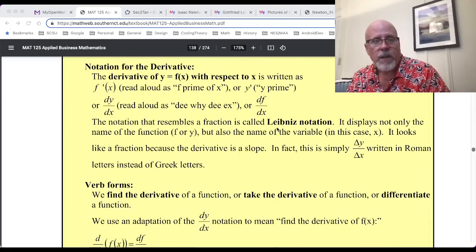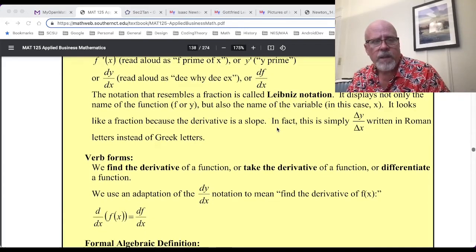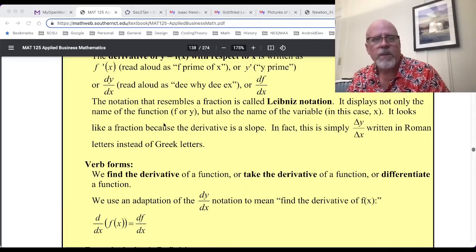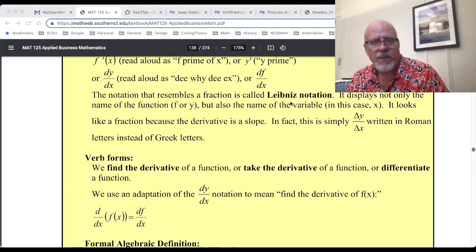Let's see, yeah, I'm going to come to that. So that's Leibniz notation. I'm going to talk at the very end of today's lecture about these two gentlemen, Leibniz and Newton. It's kind of an interesting historical sideline.